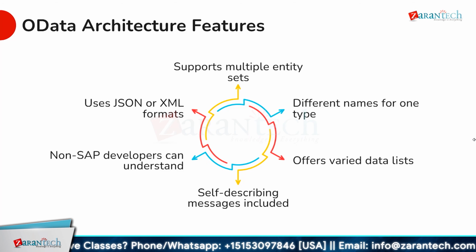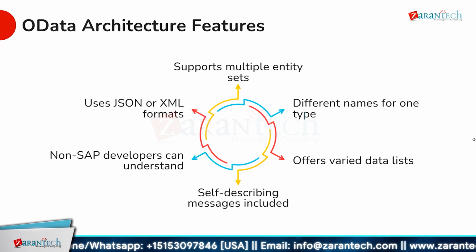Imagine accessing and managing data seamlessly across different platforms. That's what OData offers. One of the standout features of OData is its ability to support multiple entity sets. This means you can have various collections of data for the same entity type, giving you flexibility in how you organize and retrieve information. OData also allows different names for a single entity type, which makes it easier to create customized views of your data without altering the original structure. Another key feature is that it provides varied data lists, allowing users to handle large data sets effectively.